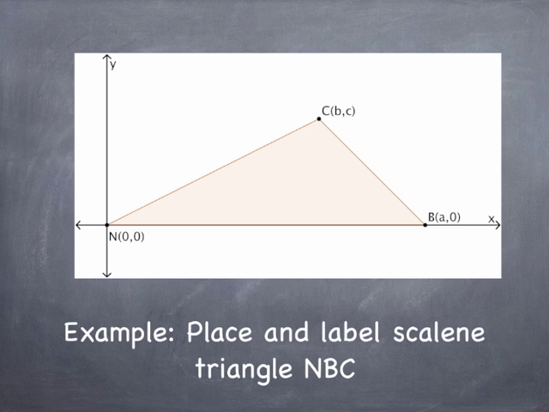Here's one possibility. I put one of the side lengths on the x-axis, one of the points is at the origin, point N, and then each of the other points, point B and point C, have unique values for their x and y coordinates. B is at (a, 0) and point C is at (b, c).